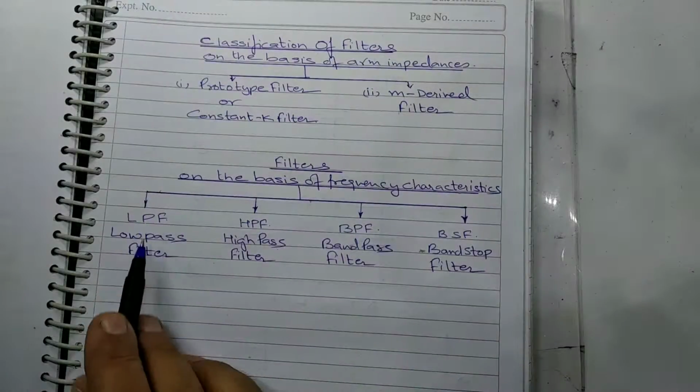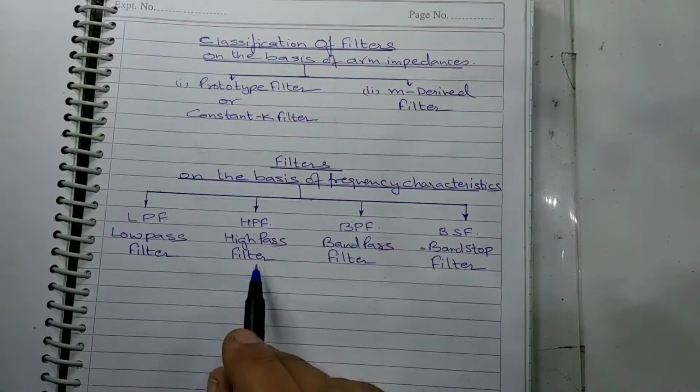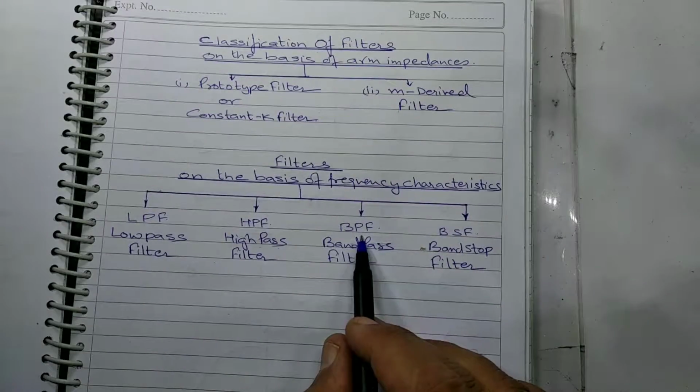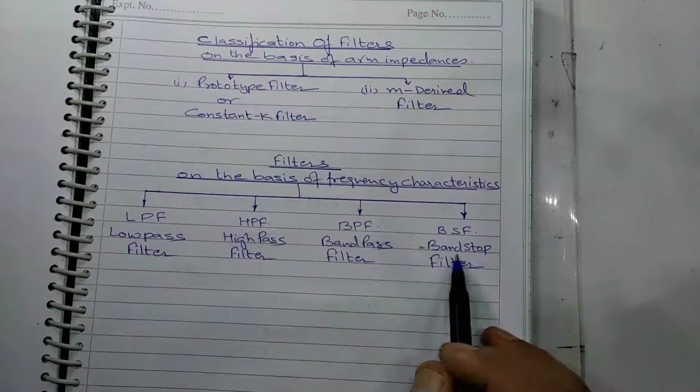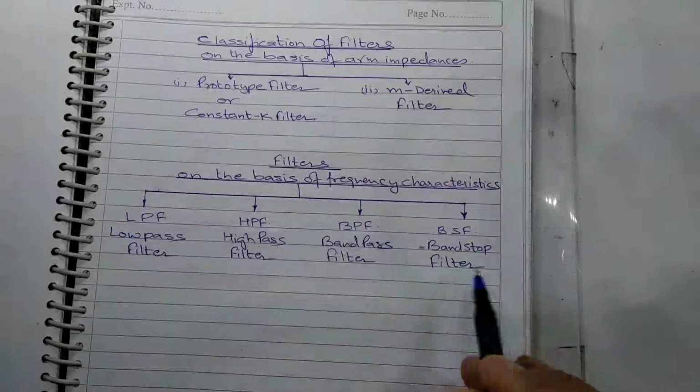First one is low pass filter. Second is high pass filter. Third is band pass filter. And fourth one is band stop filter.